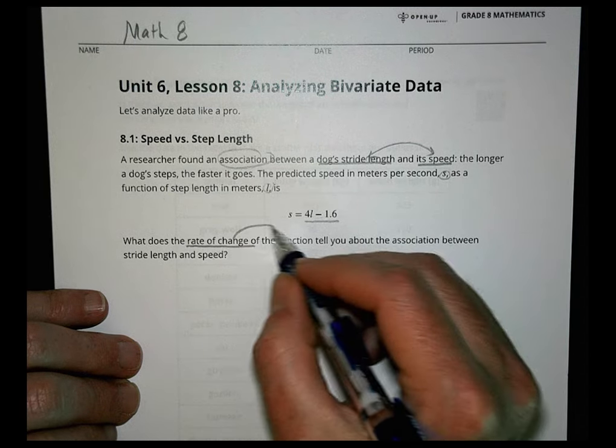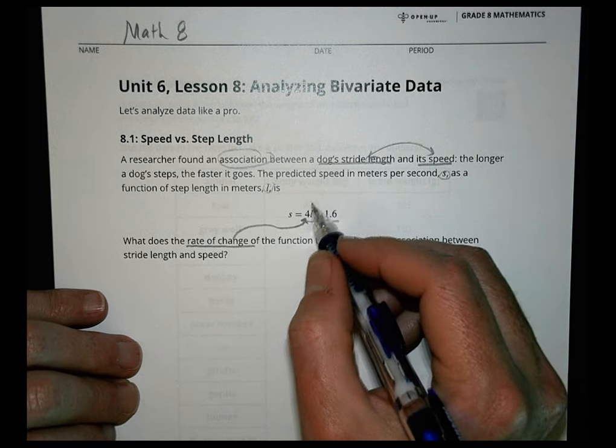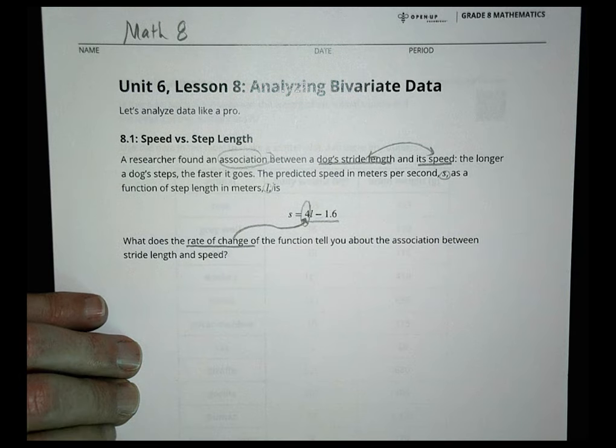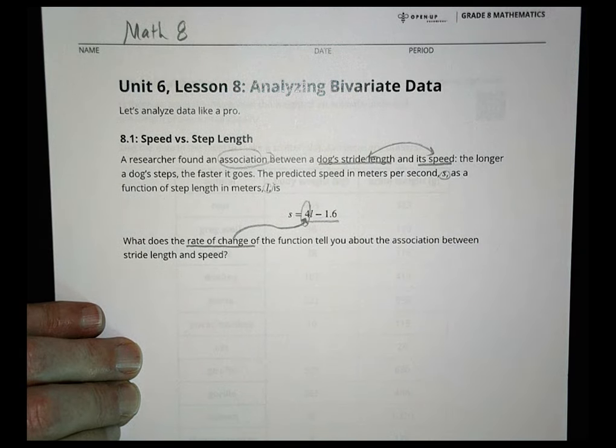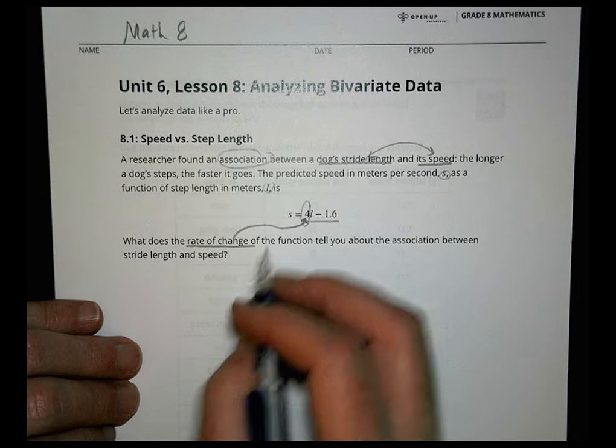Well, our rate of change is going to be right here. In an equation, often we call that a slope, but this is our rate of change. Our rate of change is 4. That is our rate of change here in this function or this equation. So what does this 4 mean?